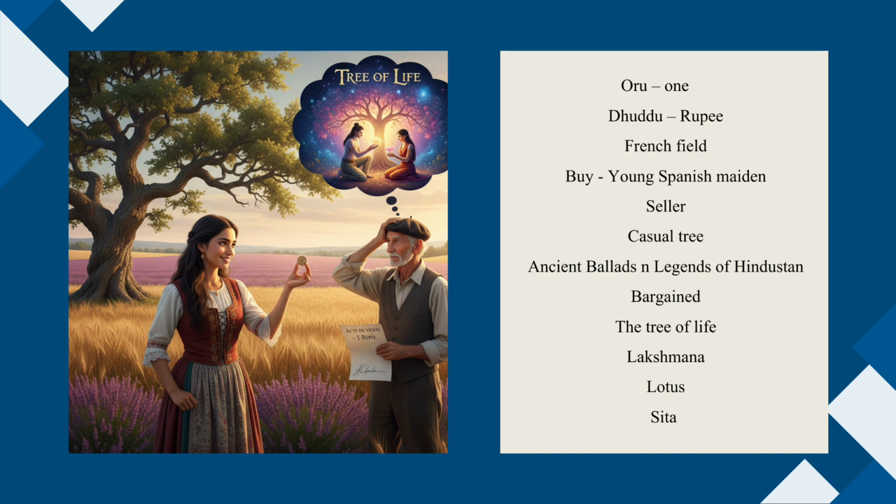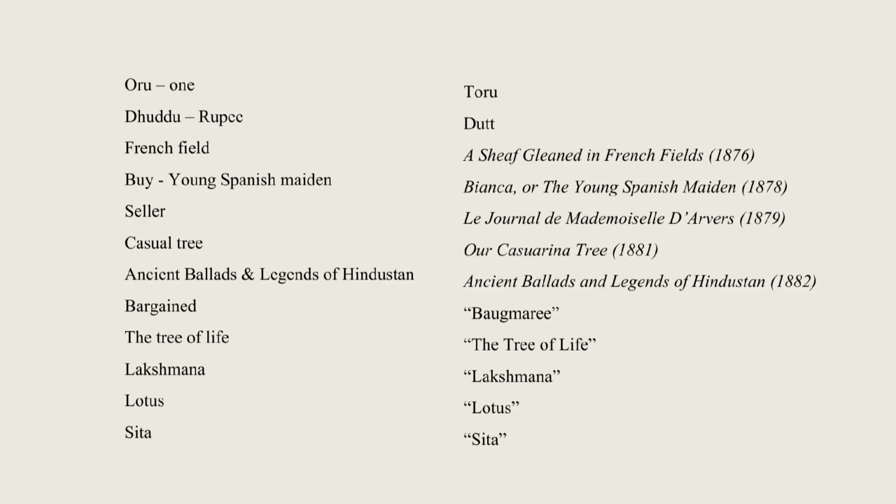So now, let's decode the story step by step and map each image in the story to Toru Dutt's work in chronological order. I already told you how 1 rupee relates to Toru Dutt, right? Now let's see how other elements in the story relate to the exact works of Toru Dutt. The French field stands for the work A Sheaf Gleaned in French Fields, written in 1876. The French field bought by a young Spanish maiden, right? The original work is Bianca or the Young Spanish Maiden, written in 1878.